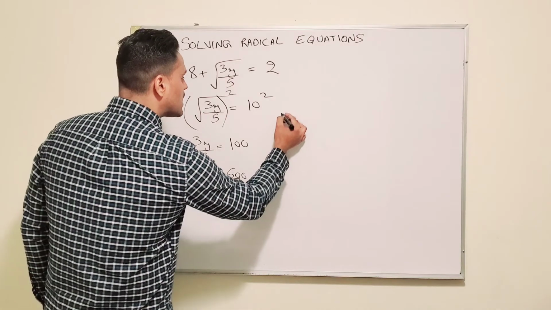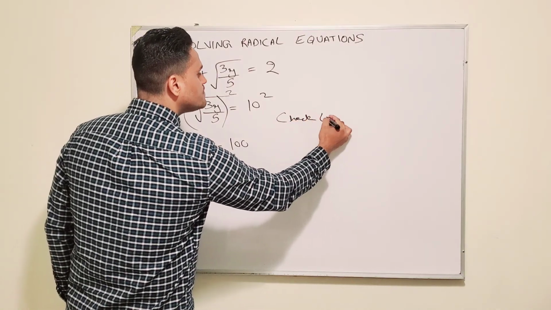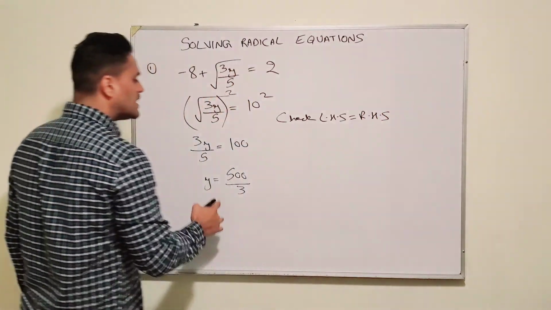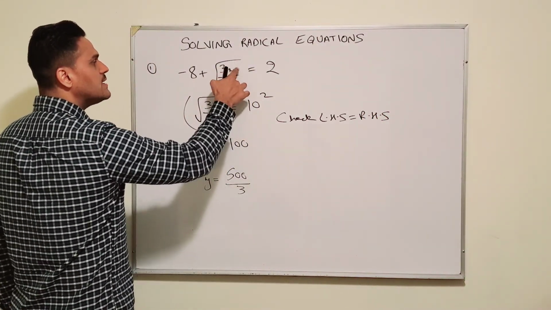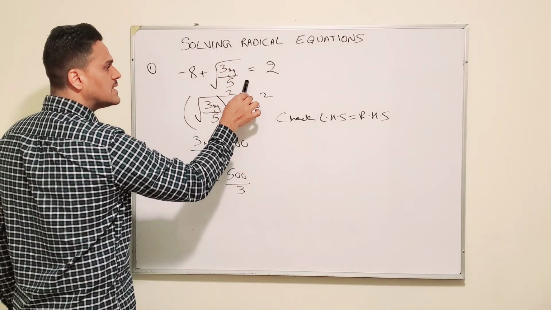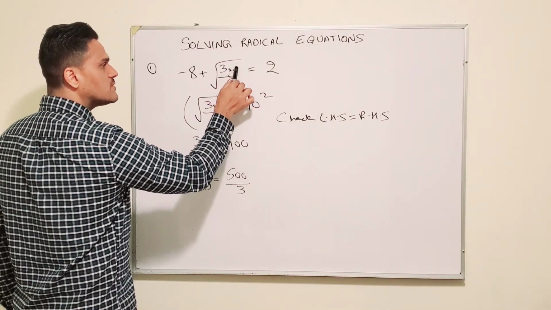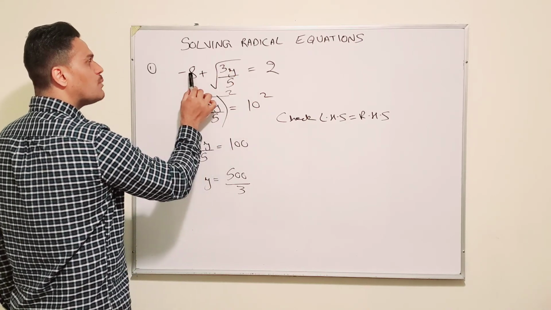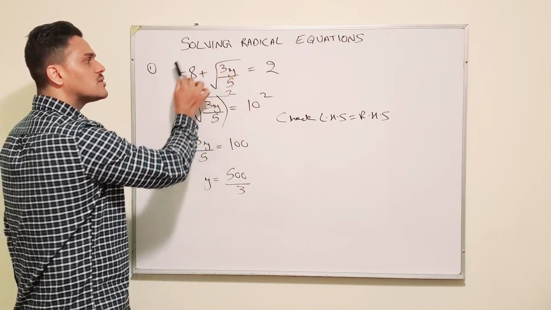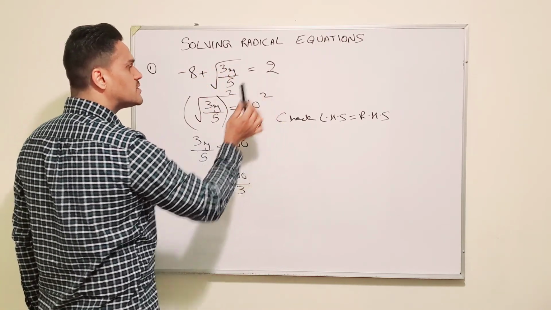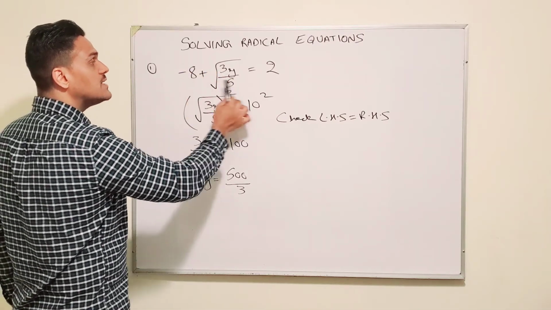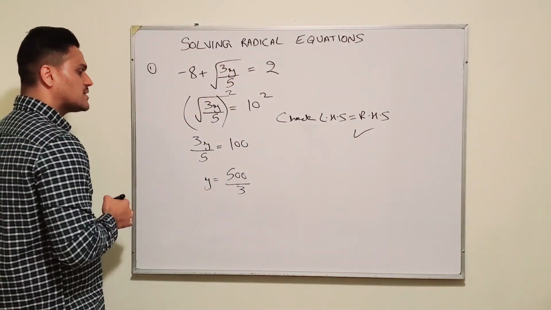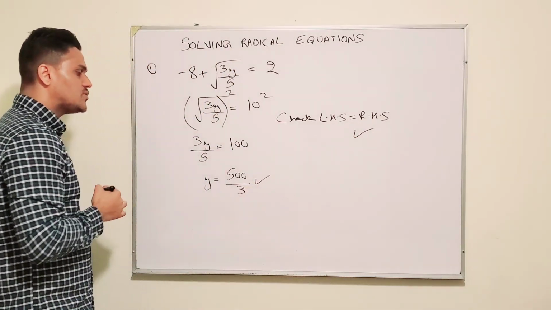Again, we need to check if our left hand side is equal to our right hand side. So guys, you can imagine plugging 500 over 3 over here. If you have plugged in 500 over 3, 3 and 3 are going to cancel. And 500 divided by 5 is going to be 100. Square root of 100 is going to be 10. So we have minus 8 plus 10, which gives us 2 on the left hand side. And as you can see, we have 2 on the right hand side. So our left hand side is equal to our right hand side. So we're happy with this solution.